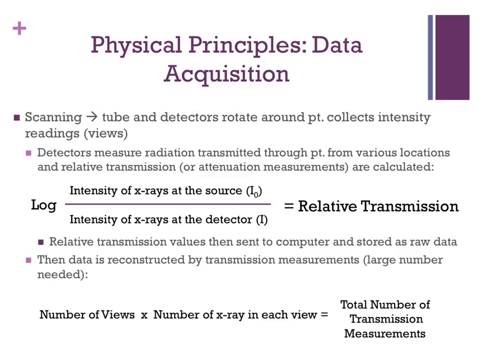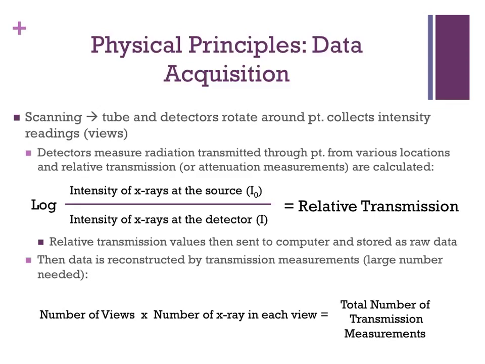So scanning is when the tube and detectors rotate around the patient and the different intensity readings are collected. Detectors measure the radiation transmitted through the patient from various locations, and relative transmission or attenuation measurements are calculated. There is a formula for relative transmission, and it is the intensity of the X-rays at the source divided by the intensity of the X-rays at the detector, times the log. The relative transmission values are then sent to a computer and stored as raw data.